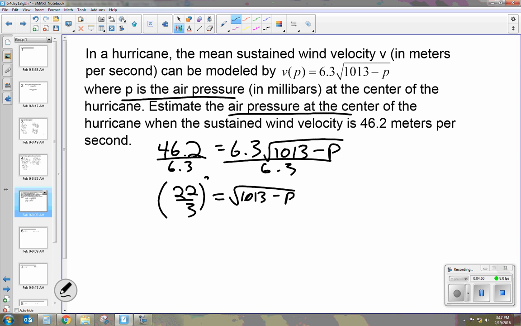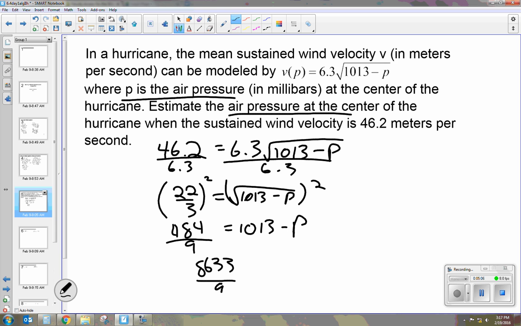We can square both sides. We get 484/9 equals 1013 minus P. And then P equals 8,633 over 9, or 959.22, and that is in millibars.